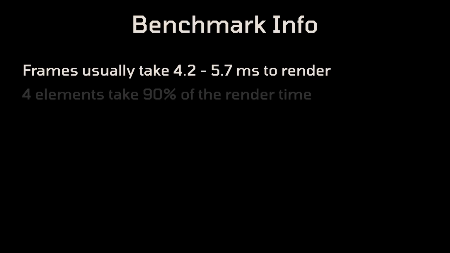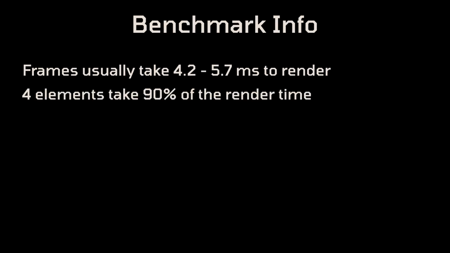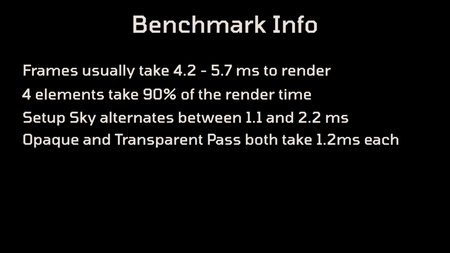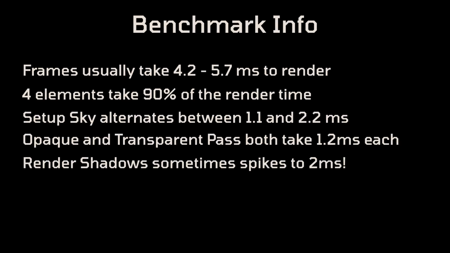There are four elements that take the most time. Setup sky takes between 1.1 milliseconds and 2.2 milliseconds, often alternating each frame. Render opaque pass and 3D transparent pass both take 1.2 milliseconds. Render shadows is usually at 0.4 milliseconds, which is not a lot, but sometimes it spikes up to 2 milliseconds. These four elements take up 90% of the render time, and I now know what I have to target.